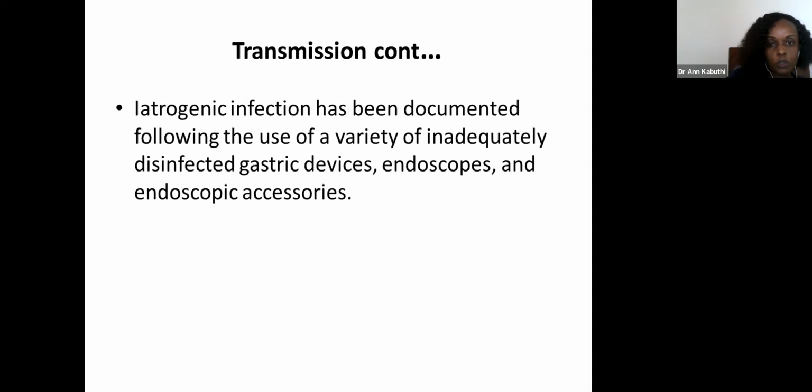We can also get an iatrogenic infection. And this has been documented following use of inadequately disinfected gastric devices, endoscopes, and endoscopic accessories during endoscopies.